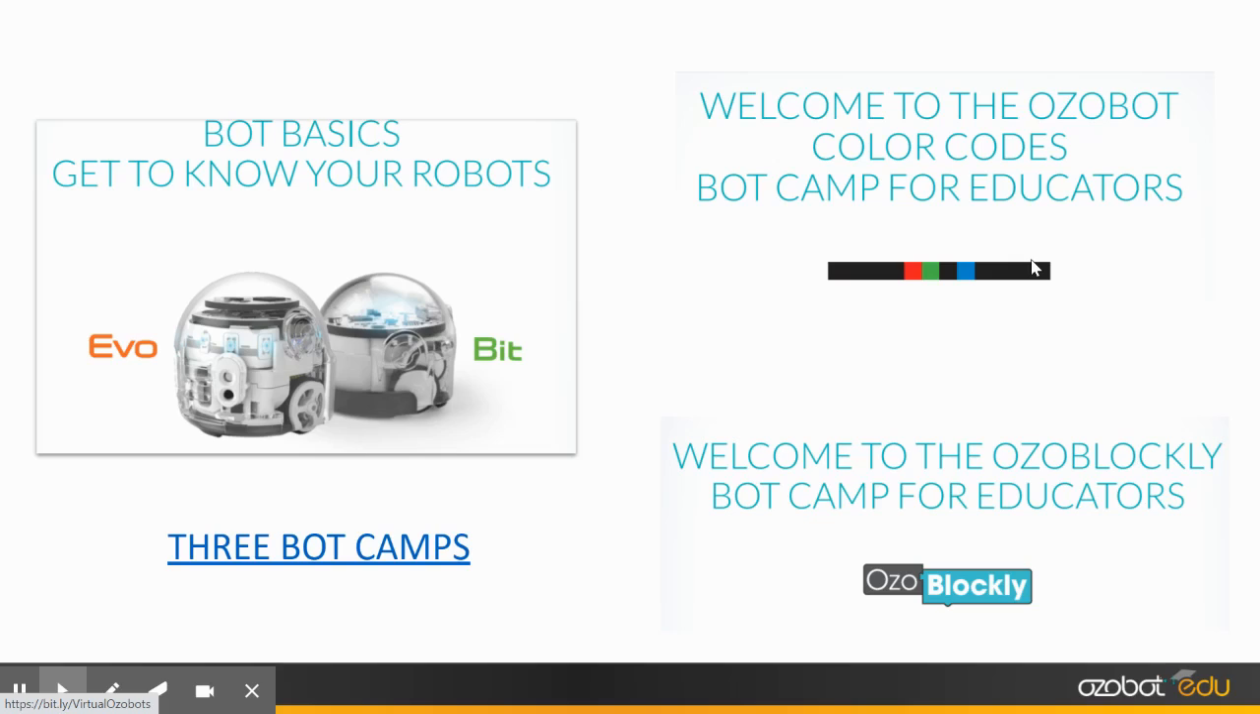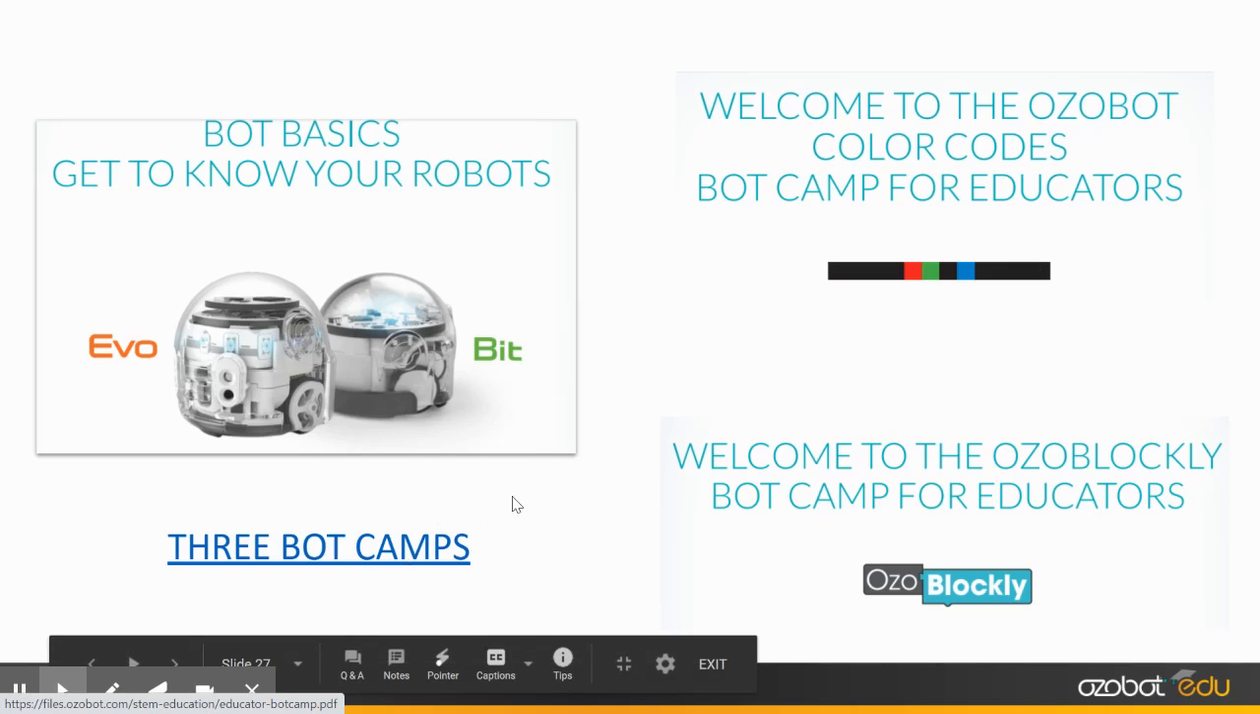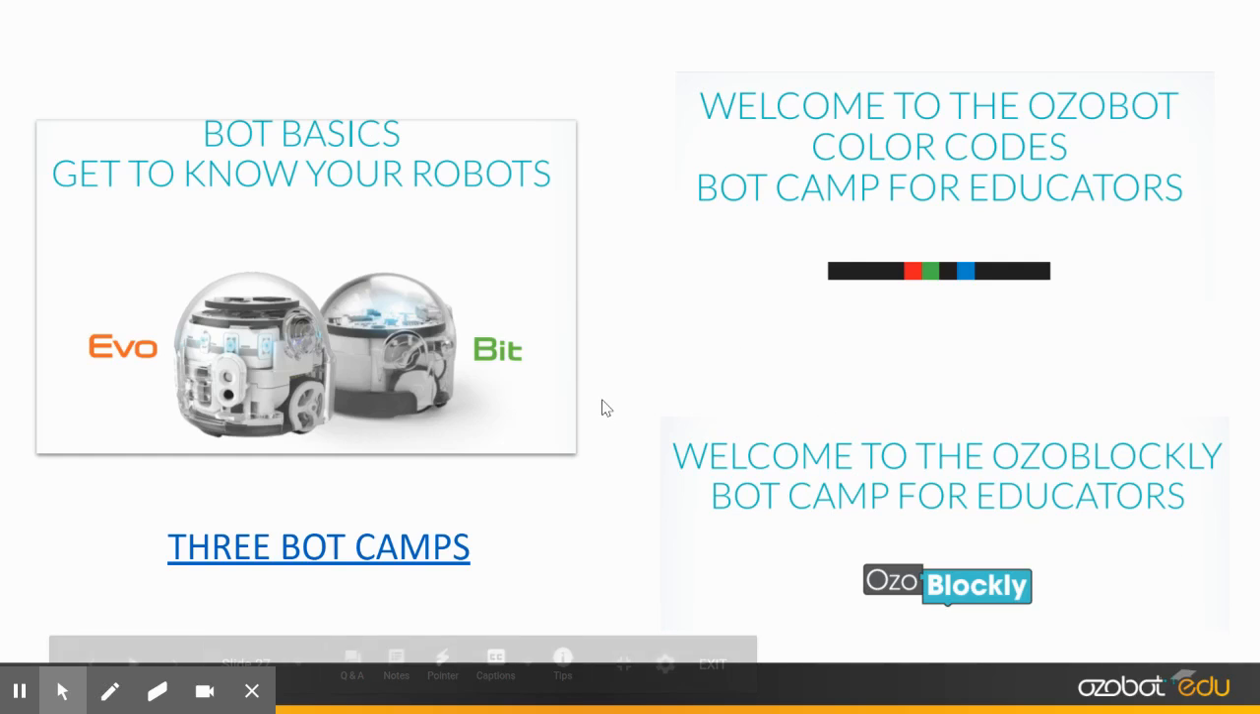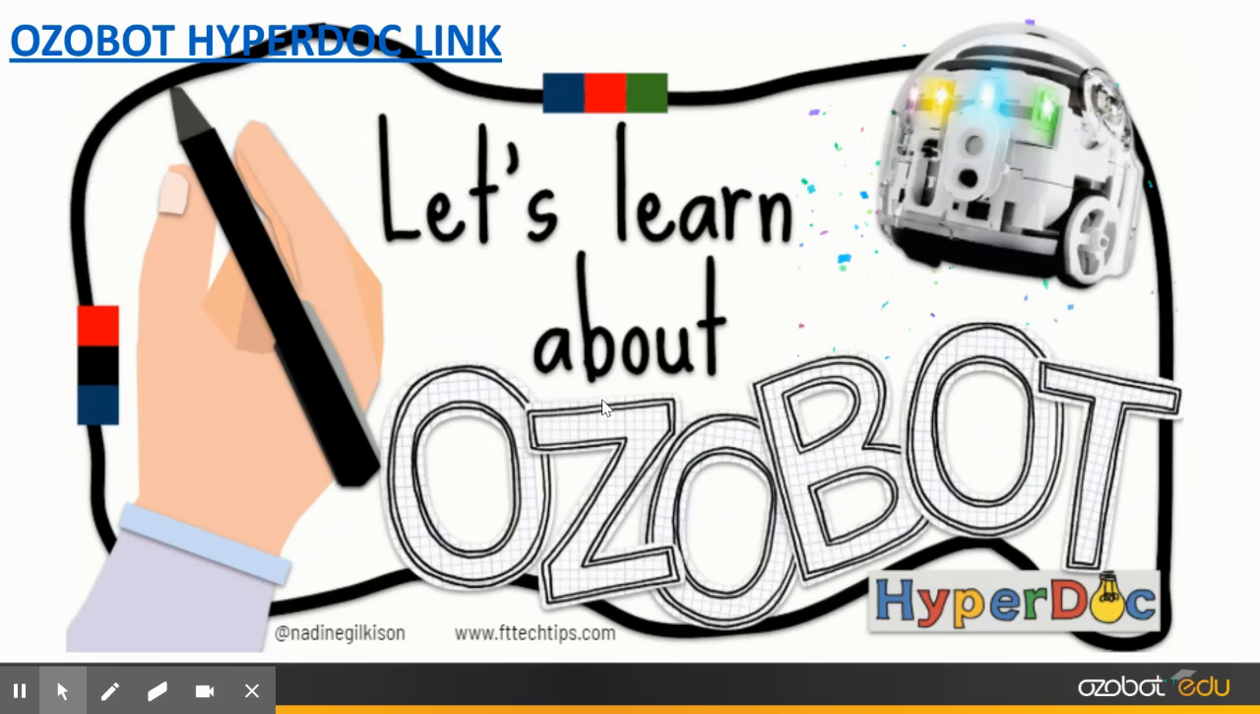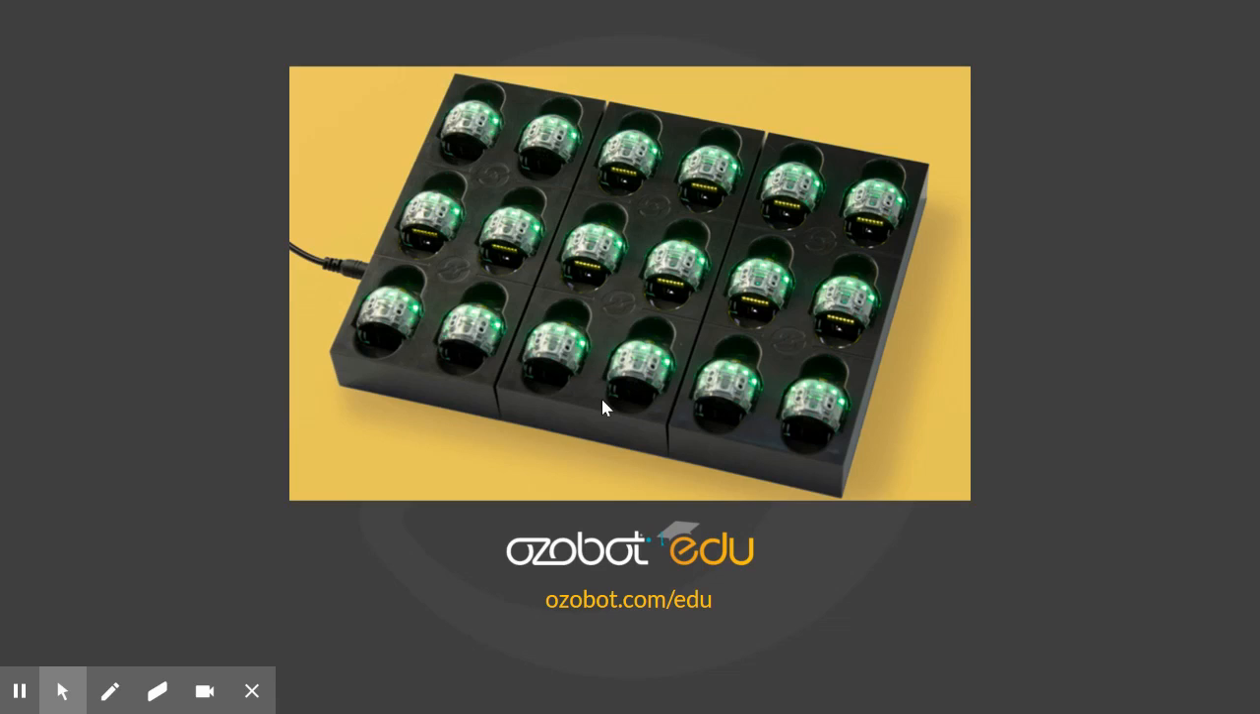Lastly, I have just a few resources for you. This one has a link to 3 different bot camps that walk you through what your robots are, how to color code, and how to block code. This is what I used to learn how to use my Ozobots. This is a hyperlink doc that Nadine Gillickson created that I have posted in this presentation, because maybe there's some more great tips for you.